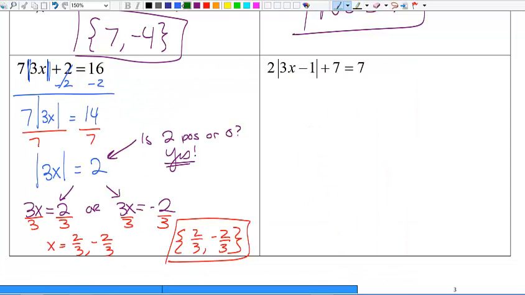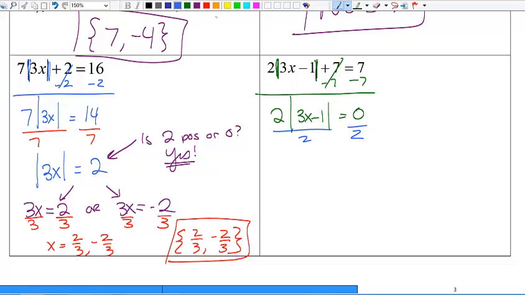My last problem, I've got my bars not yet isolated. So I'm going to first subtract 7 on both sides, which gets me 2 times the absolute value is equal to 0. And that accidentally goes to 0. I didn't try for that to happen, it just did. Then I take both sides and divide by 2, so I get the absolute value of 3x minus 1 is equal to 0.